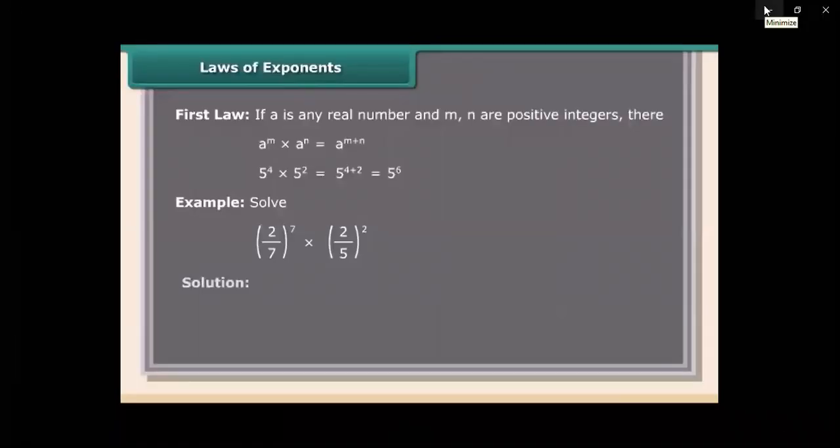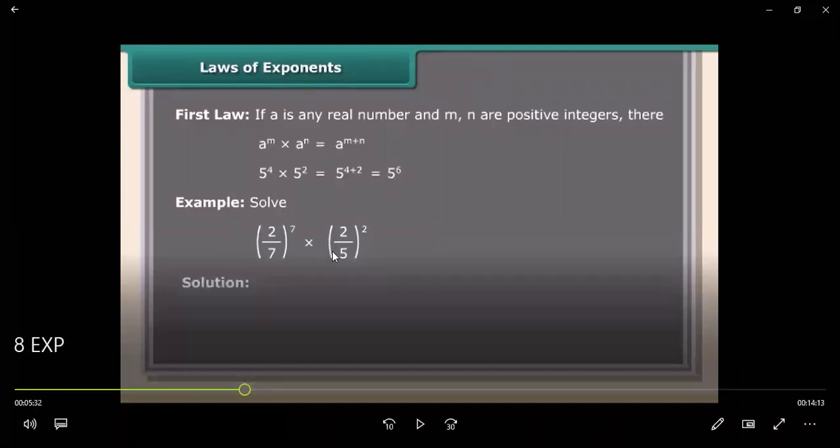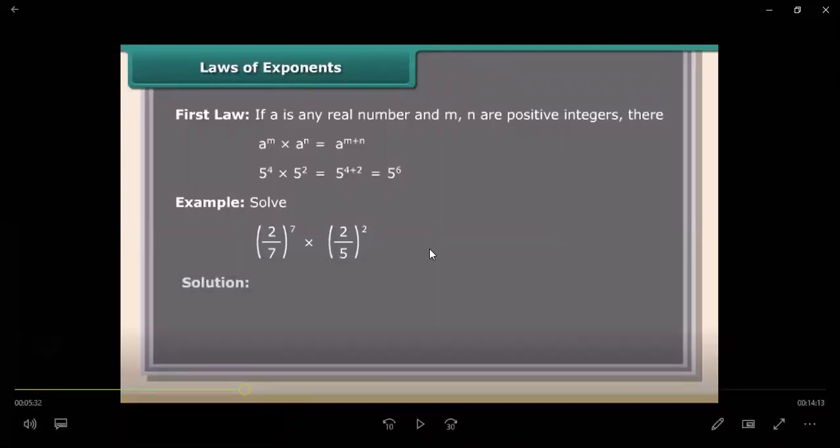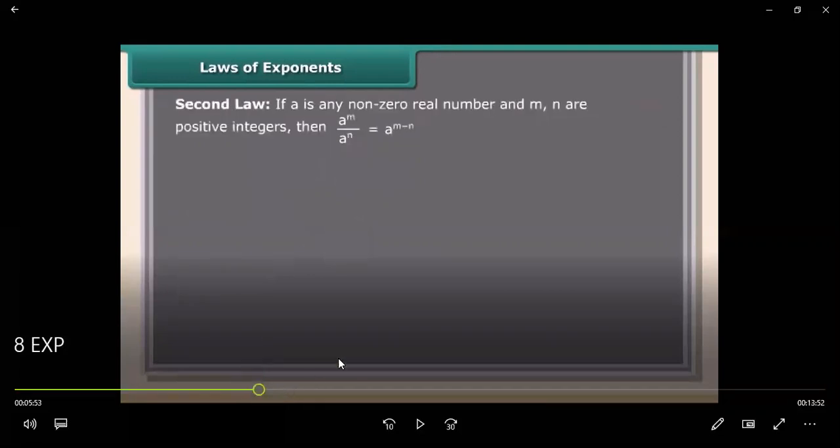So as you can see clearly over here, on the first side we have the base 2 by 7 raised to the power 7. Okay, but we are multiplying with a different base, that is 2 by 5. So clearly the base is different here, so we cannot apply the first law, right? Instead, if it is 2 by 7 over here also and over here also, in that case we can apply the first law. So the answer will be 2 by 7 raised to the power 7 plus 2, that is 9. So the answer will be 2 by 7 raised to the power 9. But in this case, we cannot directly apply the first law because the bases are different, okay? So you have to keep that in mind.